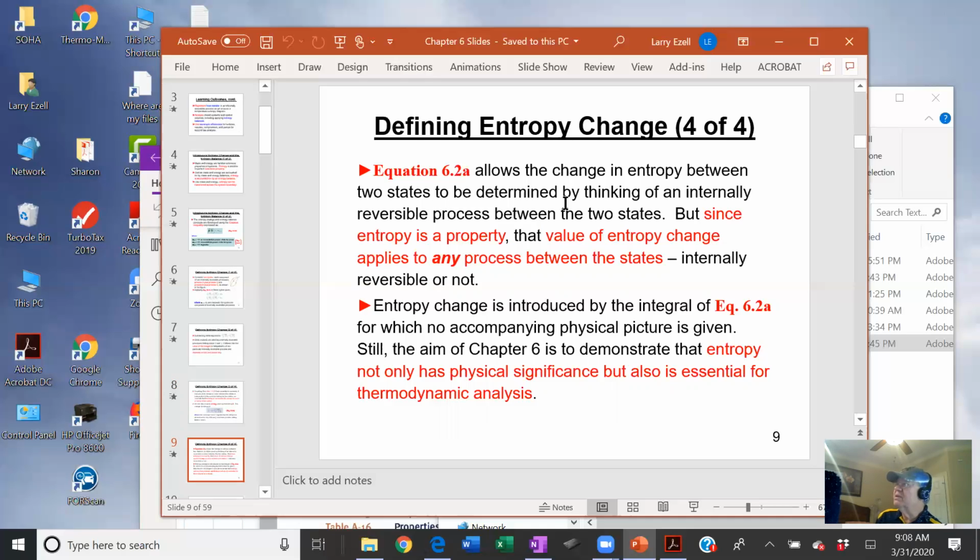So what they're saying is there's no physical picture of entropy. It's a concept. You can apply it and use it, but being able to visualize it in the palm of your hand is too abstract. Still, the aim of Chapter 6 is to demonstrate that entropy not only has physical significance, but is also essential for thermodynamic analysis.